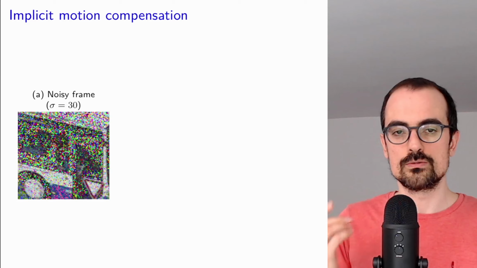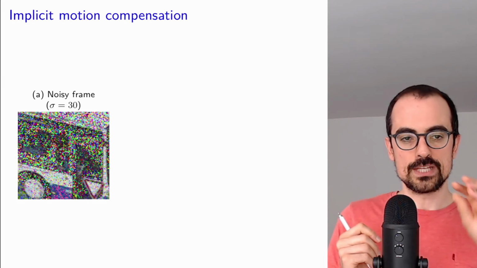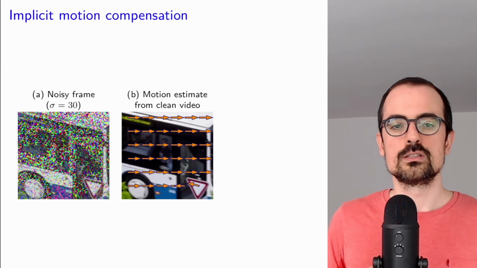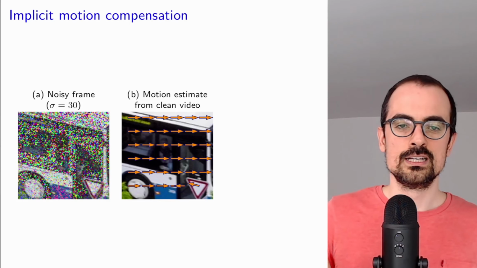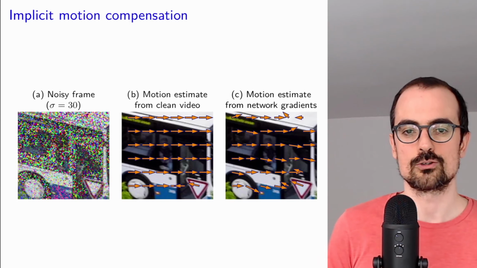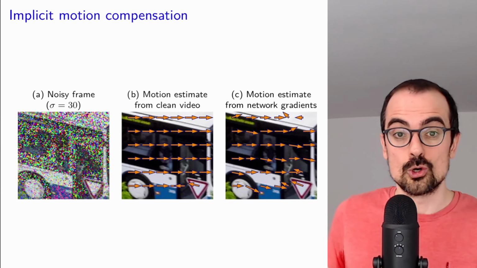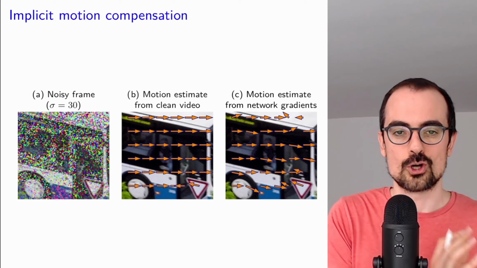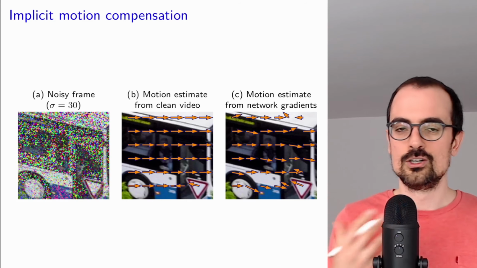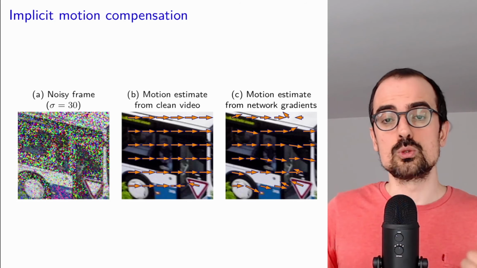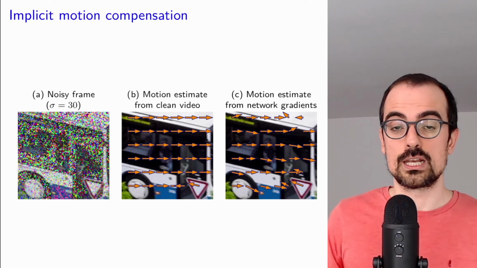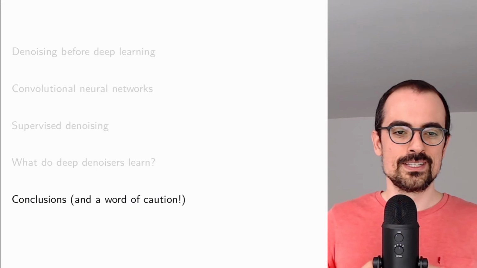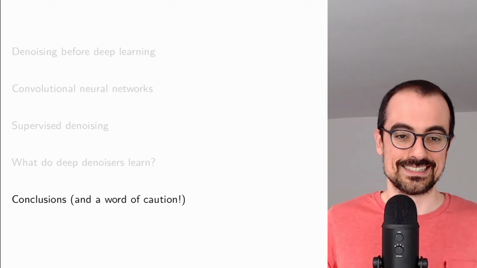If we use those gradients to figure out in what direction each part of the bus is going, which is called optical flow in computer vision, this is the motion estimate that you would obtain from the clean video. This is the motion estimate that we obtain from the network gradients, which is actually very, very similar. This shows you that the network has learned to perform motion compensation on its own, right? There's no motion compensation within the training framework or anything like that. And we are able to see this using these techniques where we visualize the gradient of the network output with respect to its input.